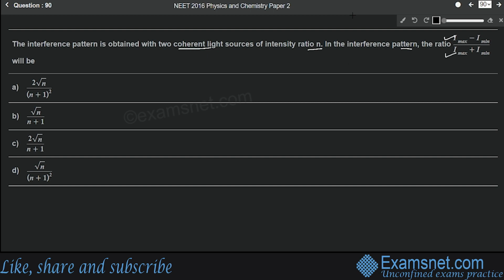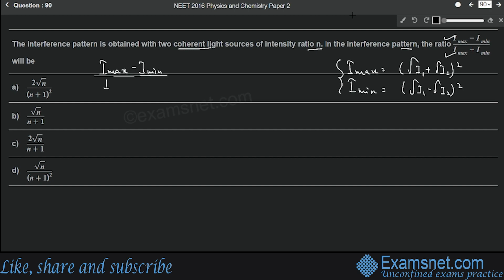So we know that for constructive interference, I maximum is given as (root I1 plus root I2) whole square, and I minimum is given as (root I1 minus root I2) whole square. So using these two, we can find out the ratio I maximum minus I minimum upon I maximum plus I minimum. Let's put the values.